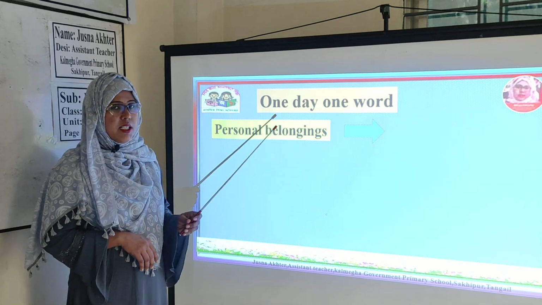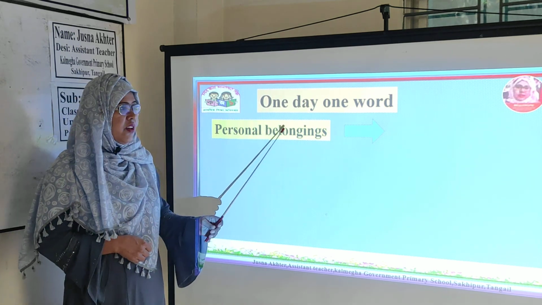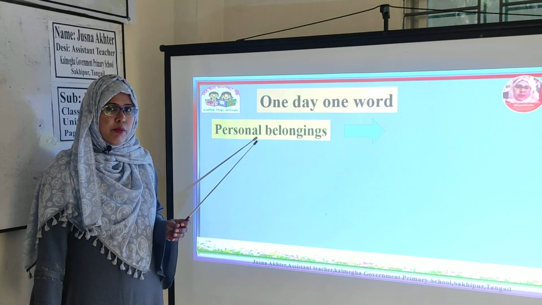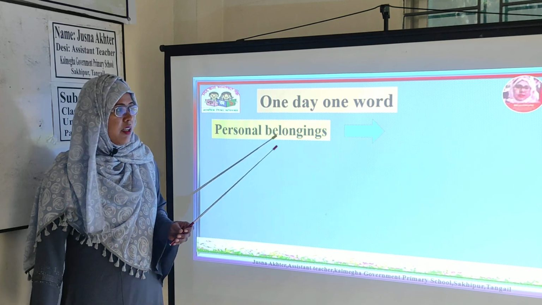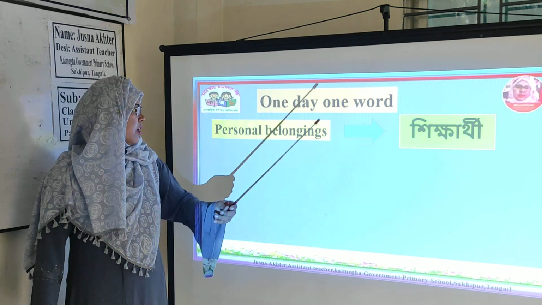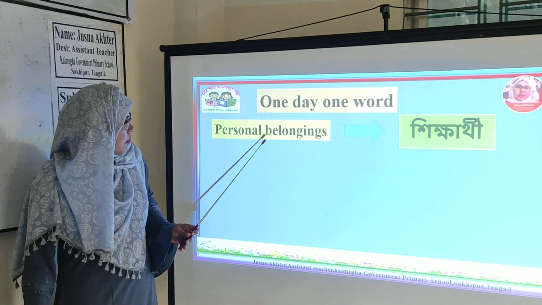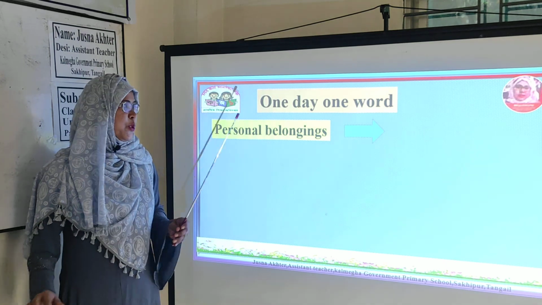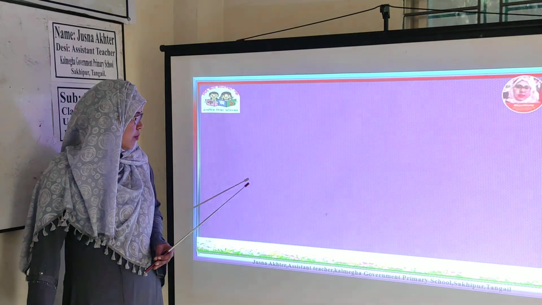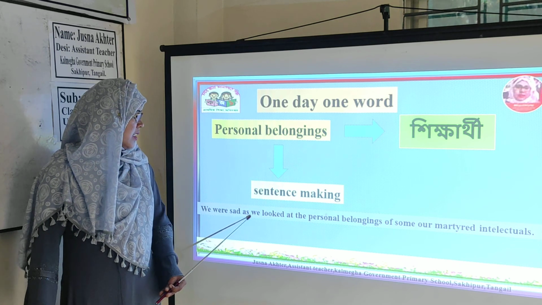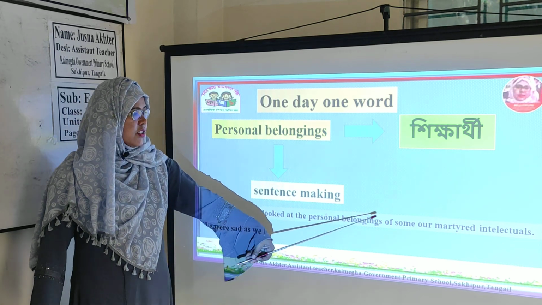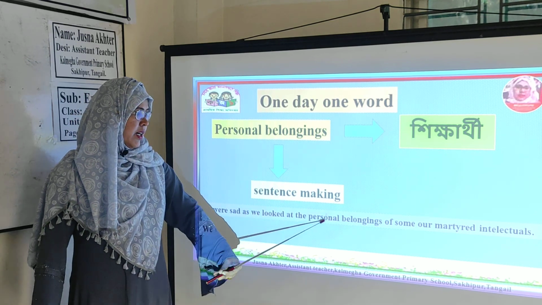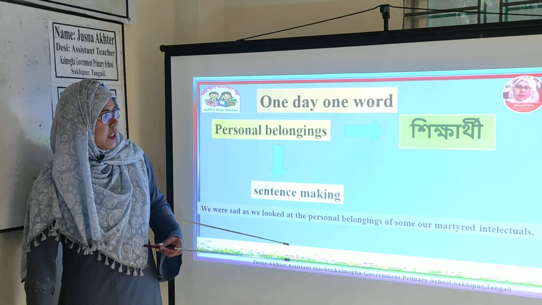Today's one day one word is, my dear super learners, personal belongings. Say with me, personal belongings. The Bengali meaning of this word is ব্যক্তিগত ব্যবহারকৃত জিনিসপত্র. The sentence for this word is: We were sad as we looked at the personal belongings of some of our martyred intellectuals.